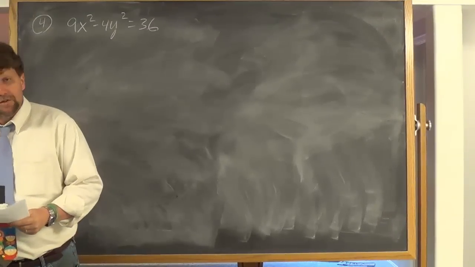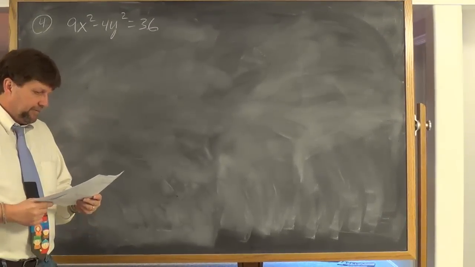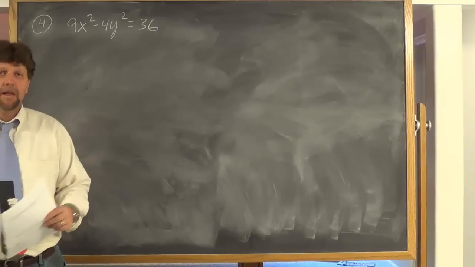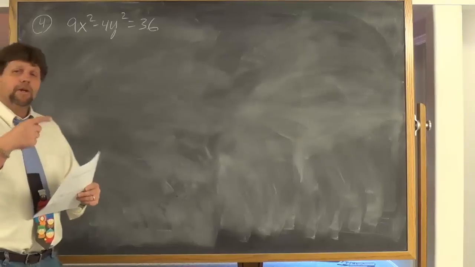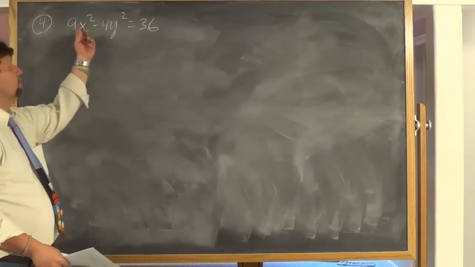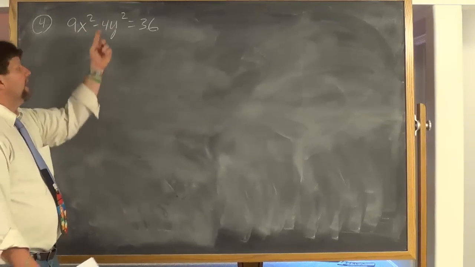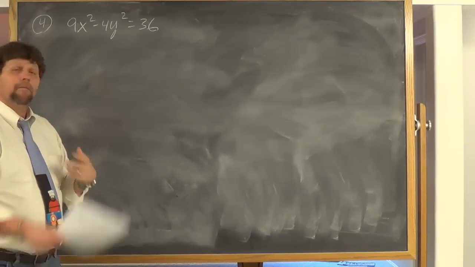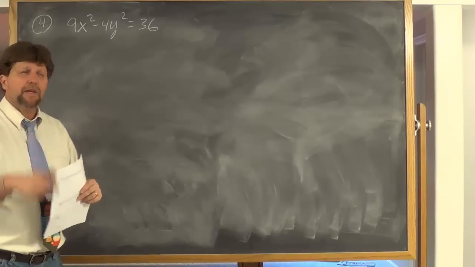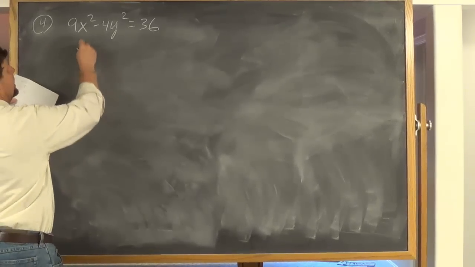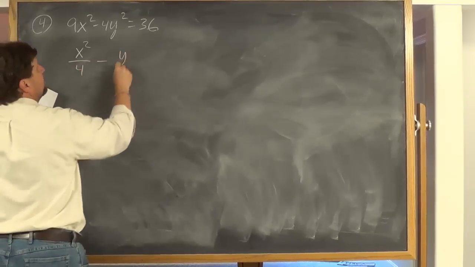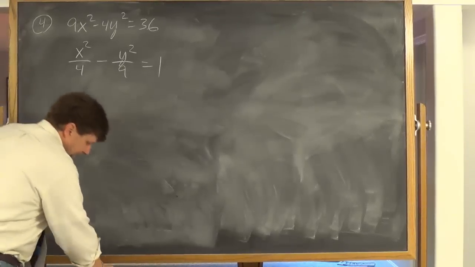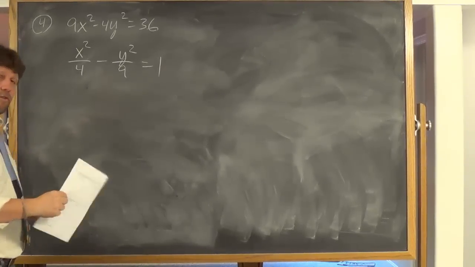All right, hey, here, folks, in number 4, I told you to graph this hyperbola and sketch the asymptote. So I told you it was a hyperbola. Quickly, I know it's a hyperbola because I see 2 variables. They're both being squared, and I see a subtraction sign in there. That's telling me hyperbola. My first step here would be to divide both sides by 36 to get x squared over 4 minus y squared over 9 equals 1.